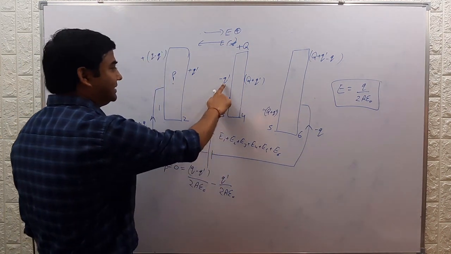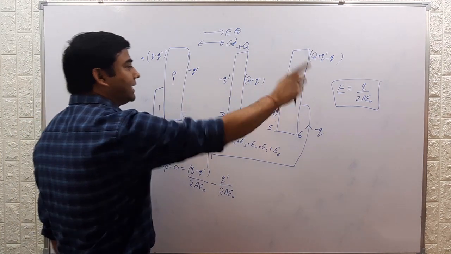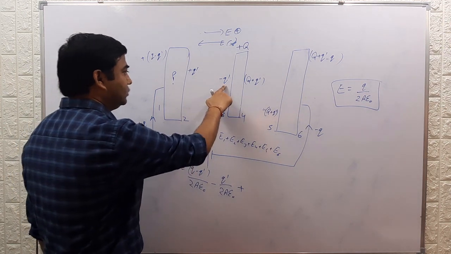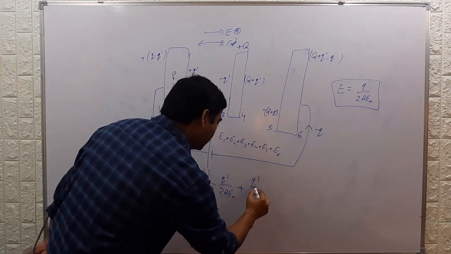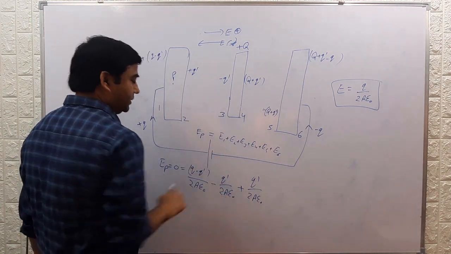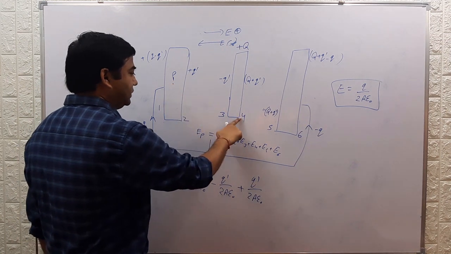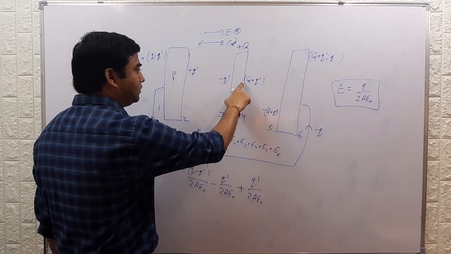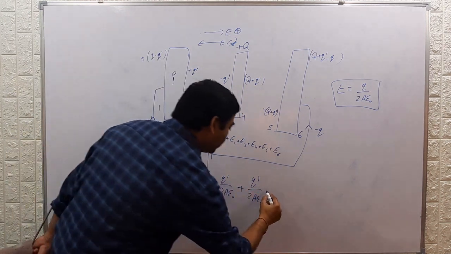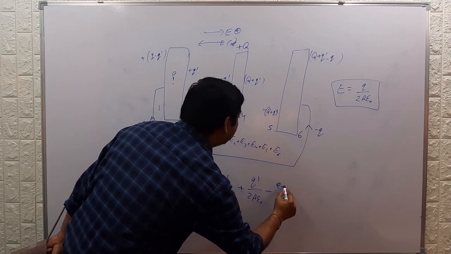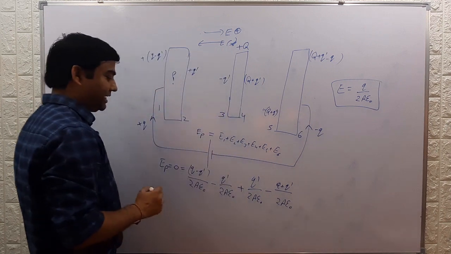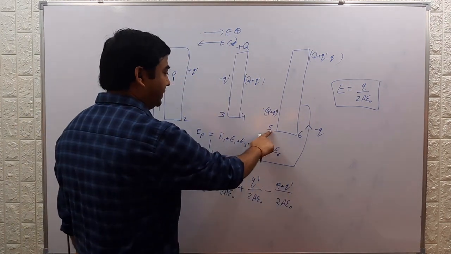Now E3: this is negative, so the electric field will be in the rightward direction, so it is positive. Q dash by 2A epsilon 0. This is E3. Now the electric field at point P due to surface 4. This surface is positively charged, Q plus Q dash, so it will have an electric field in the left direction. So that is negative: minus (Q plus Q dash) by 2A epsilon 0. That is E4.